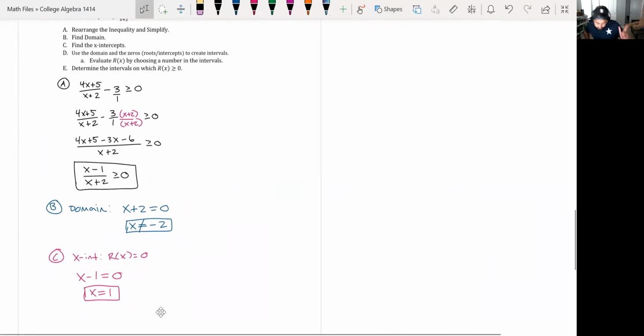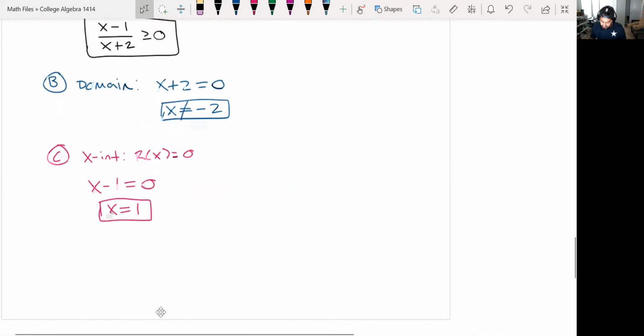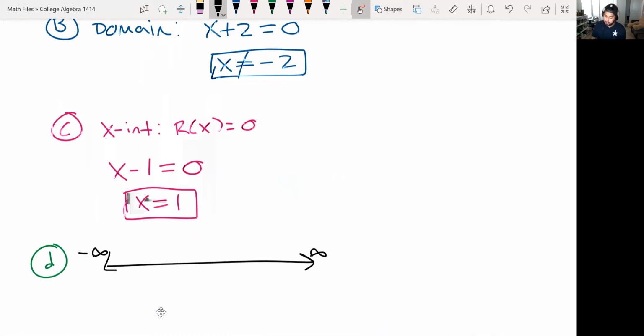Okay, we've rearranged, we've done domain, we've done intercepts. Now we move on to the number line. Look how great this is. We do not have to worry about finding asymptotes, which is amazing. So D, we come to the number line. There's negative infinity, there's infinity. We're going to plot the x values we have found. We have negative 2, which will be an open circle. And then we have 1, which will be a closed circle.